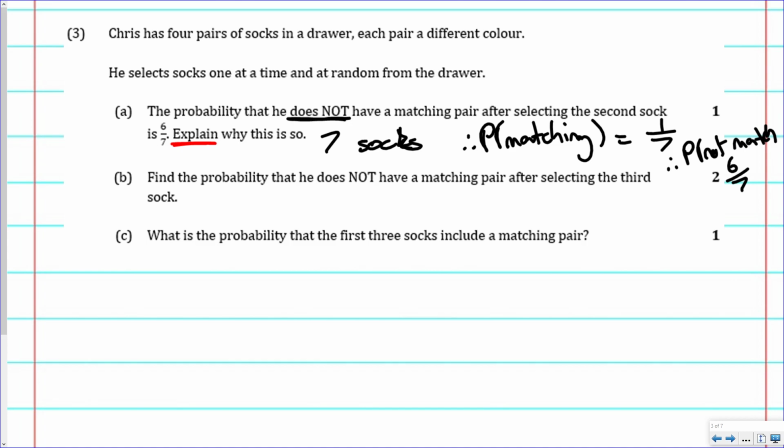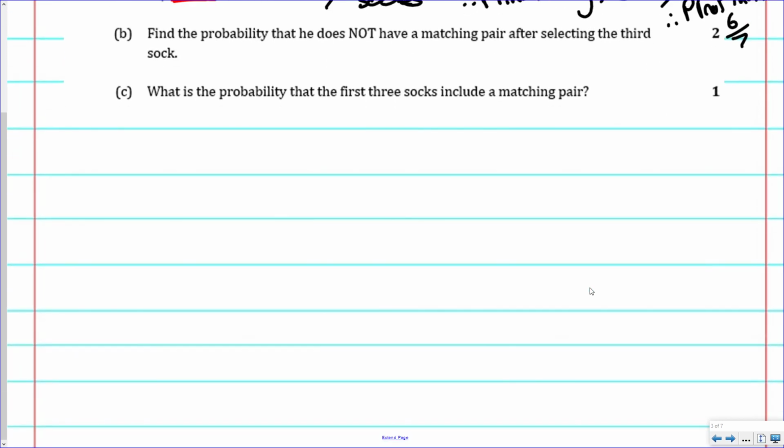So now find the probability that he does not have a matching pair after selecting the third sock. And this is quite a tricky question because there's a few things you need to consider here. So I'm just going to write down here. If we're trying to find the probability that it does not match after the third sock is taken out, that means we're finding the probability of not a pair and not a pair. So I'm going to call that P and N. So it's probability of not matching and not matching. Because we said the word and, we're going to be multiplying.